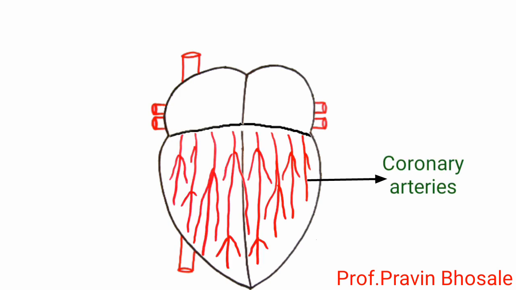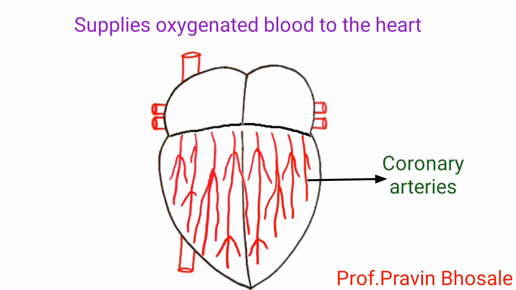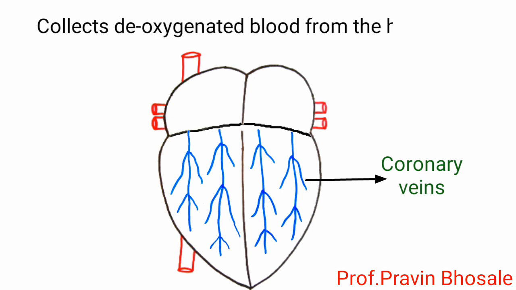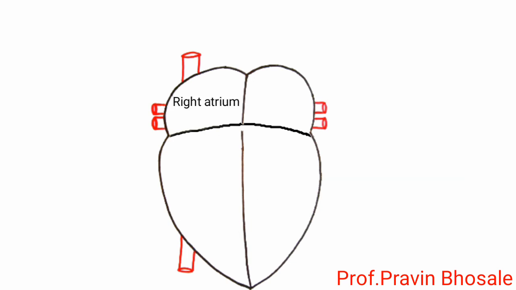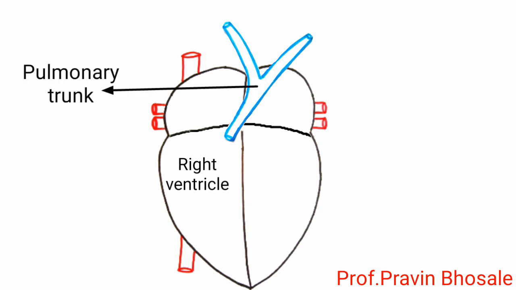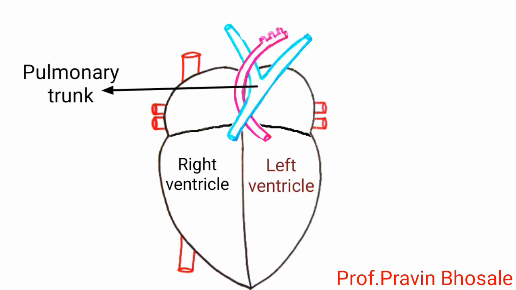The coronary arteries supply oxygenated blood to the heart, while coronary veins collect deoxygenated blood from the heart. The coronary veins join to form the coronary sinus, which opens into the right atrium. The right atrium is larger in size than the left atrium. From the right ventricle arises the pulmonary trunk, while from the left ventricle arises the systemic aorta.